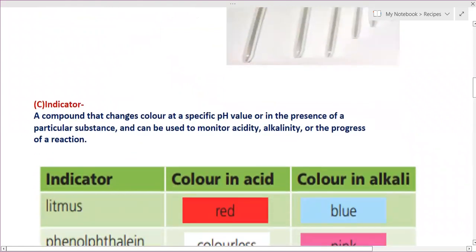Indicator. What is an indicator? As the name indicates, an indicator is something that indicates the presence of acid or base. An indicator is a compound that changes color at a specific pH value or in the presence of a particular substance. It can be used to monitor acidity, alkalinity, or the progress of a reaction.